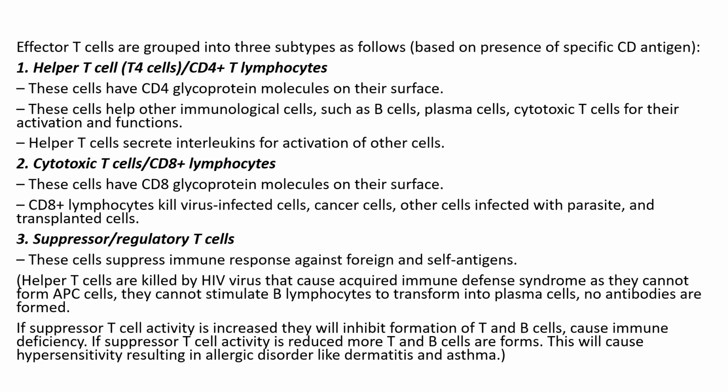If suppressor T cell activity is increased, they will inhibit formation of T and B lymphocytes, and they cause immune deficiency. And if the suppressor T cell activity is reduced, then a greater amount of T and B lymphocytes are produced, and they will cause hypersensitivity, resulting in allergic disorders like dermatitis and asthma.